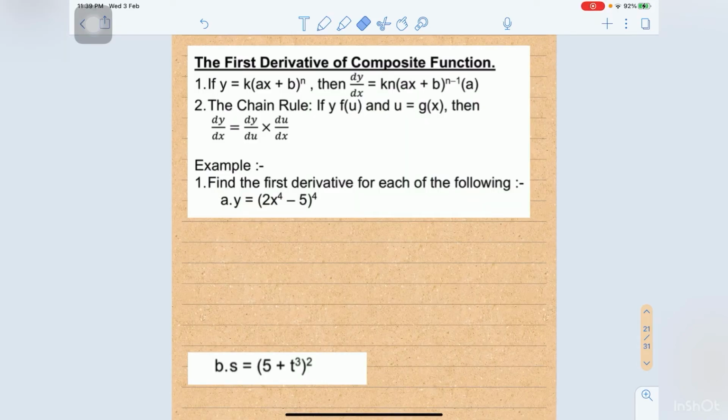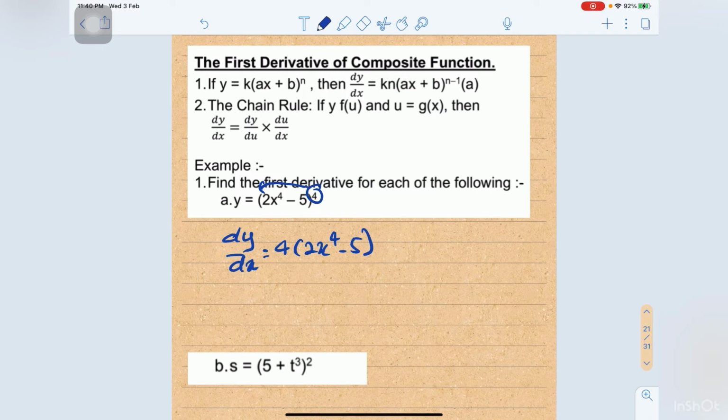The next skill is to find the first derivative of a composite function. If we have a composite function, then we can find the first derivative. We can differentiate by using the chain rule. Now we are going to try example question number 1a. We have y in terms of x. Then we differentiate, we get dy/dx. This one we can move in front. So we get 4 times (2x power of 4 minus 5).